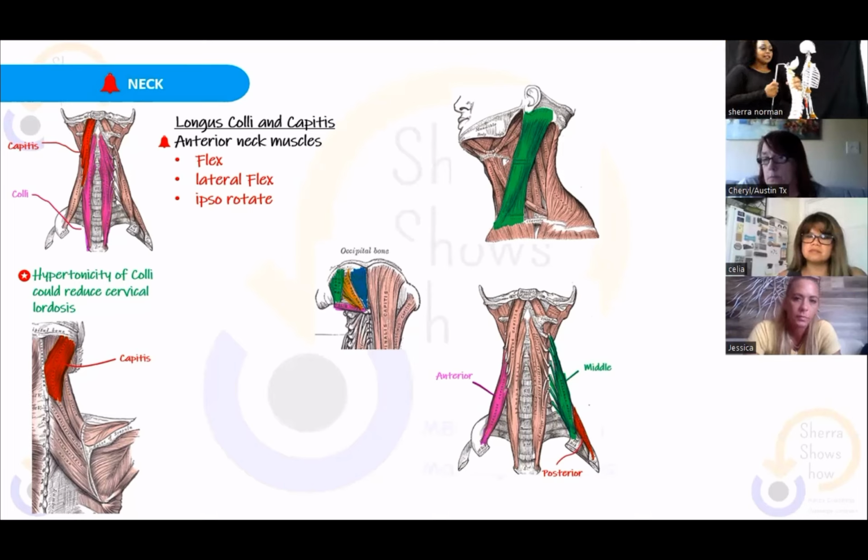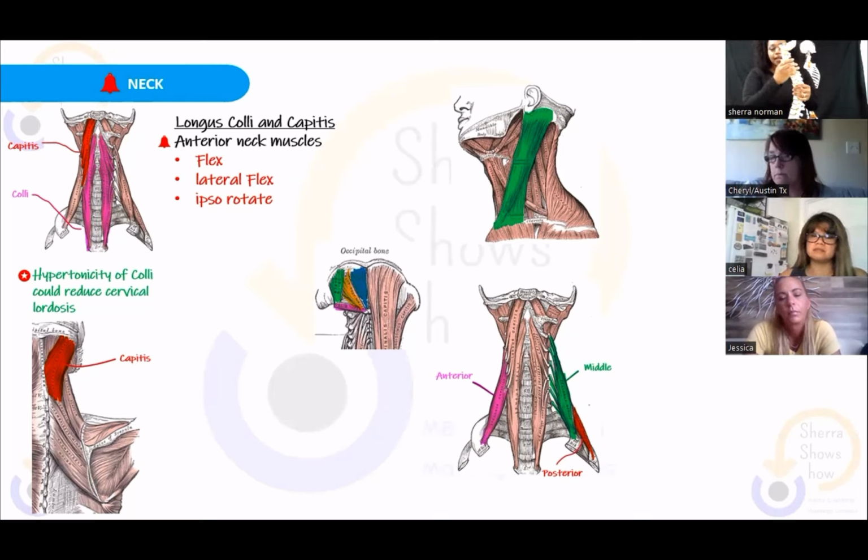And what happens is, if this muscle, which is on the front, right? If this gets tight, it can reduce lordosis. It can pull the curve right out of your neck, okay? Imagine if you attached a rubber band from here to here and it got tighter and tighter, it's going to pull the curve out of your neck, okay?